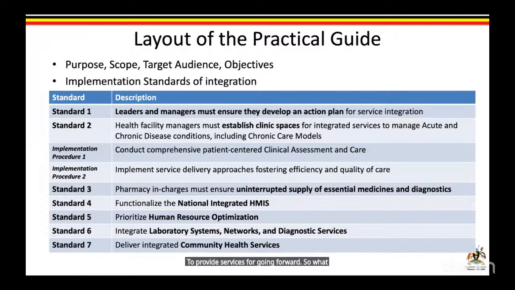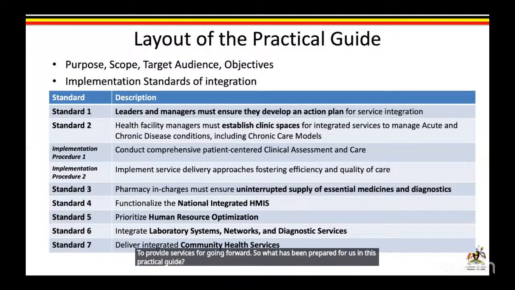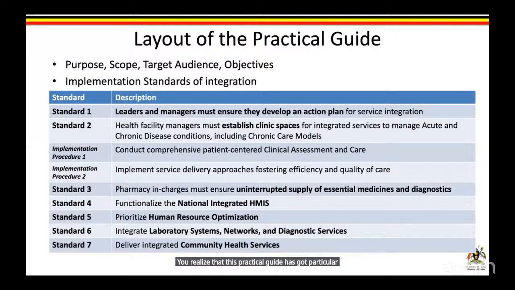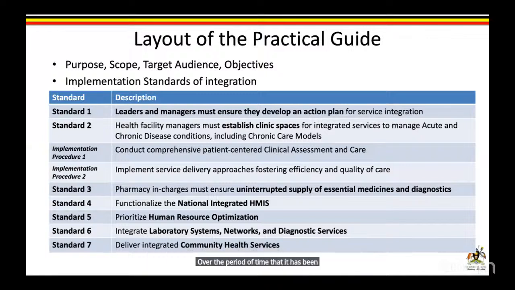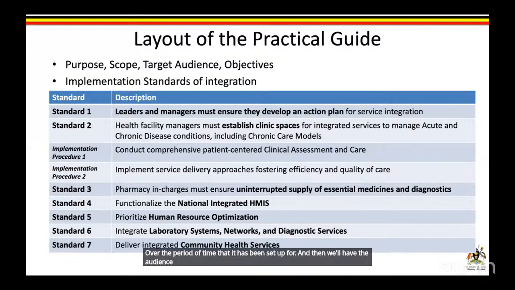So what has been prepared for us in this practical guide? You realize that this practical guide has particular sections that we will expect, at minimum, all of us to understand. One, we need to understand that we have a purpose for which we are setting out this agenda. So this guide lays out what exactly it's intending to achieve in terms of the purpose, the scope, what exactly it's going to cover over the period of time that it has been set out for, and then the audience that we are seeking to address these interventions to, as well as the objectives of this particular intervention that we're seeking to implement at this point in time.